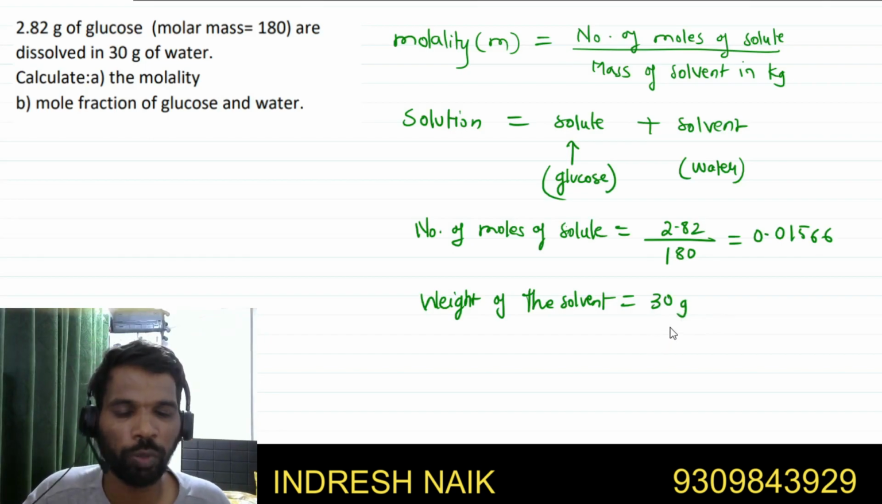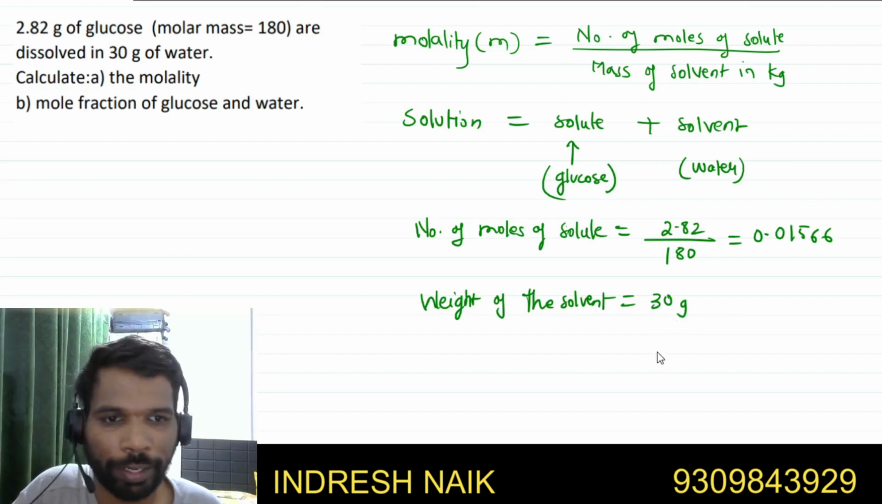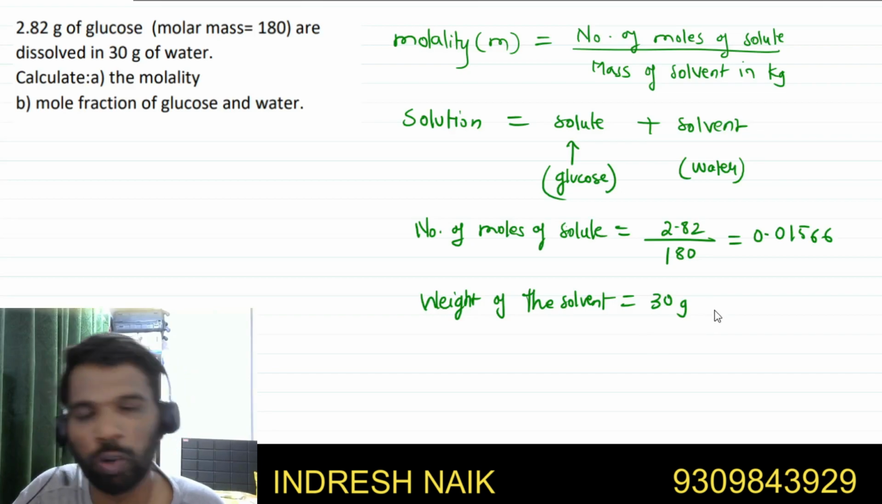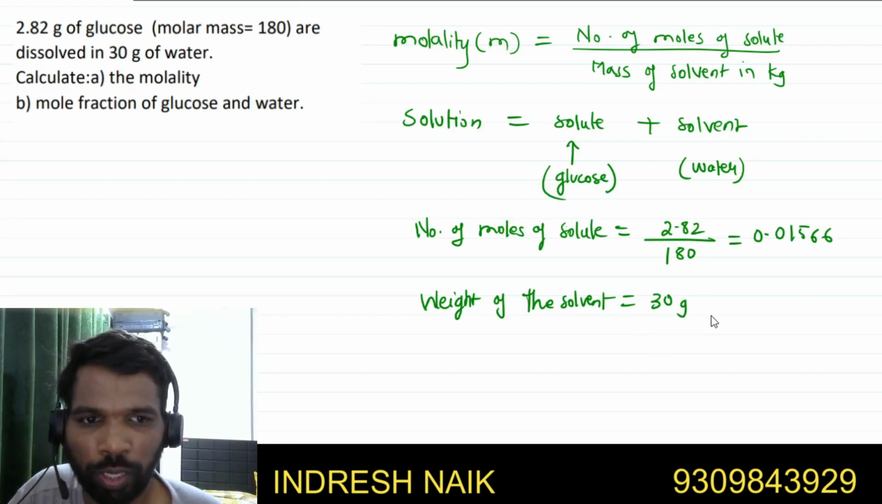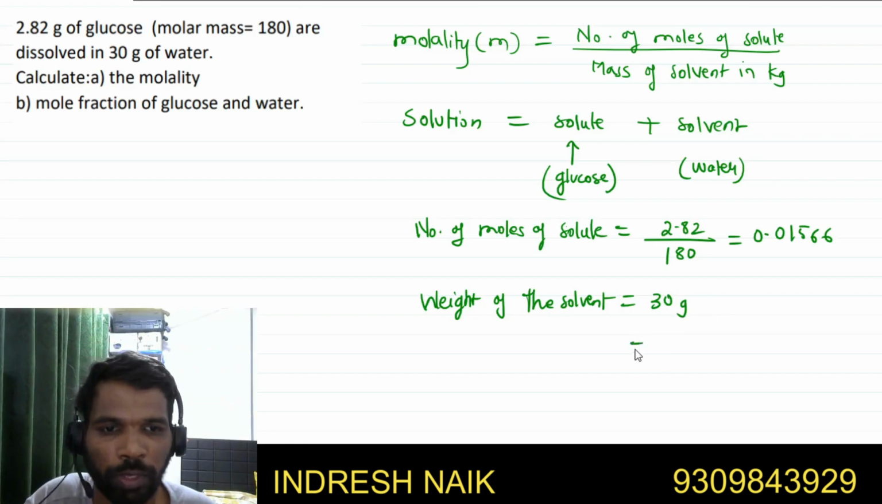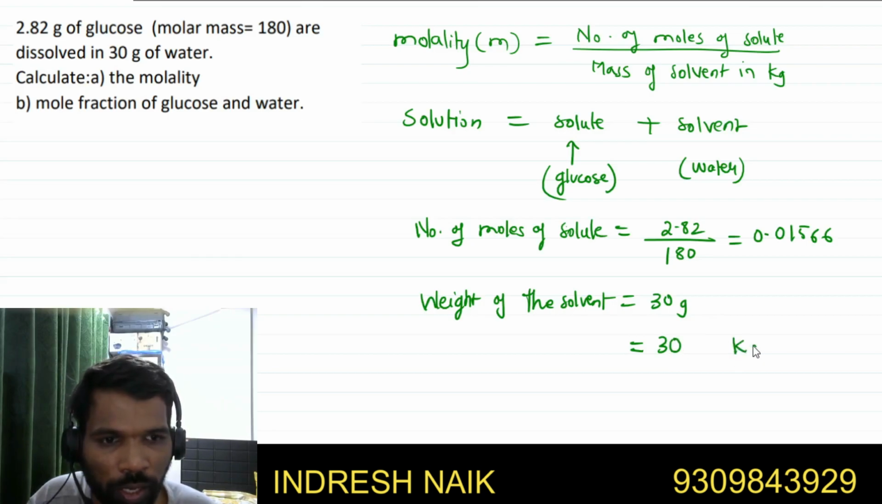See, it is very easy to convert kilogram to gram, because kilo is 10 raised to 3. But how to convert gram to kilogram? See, it is very easy. Do this. 30 is there. Just put kilogram.